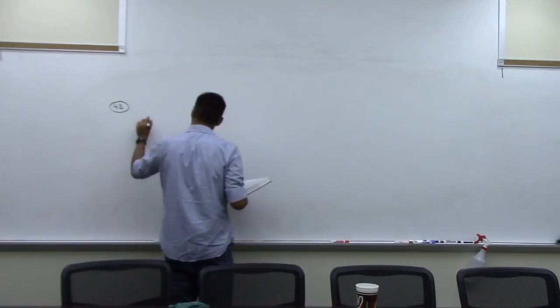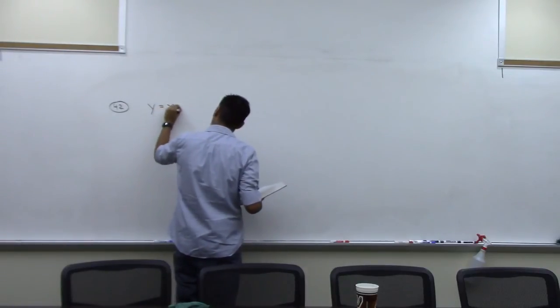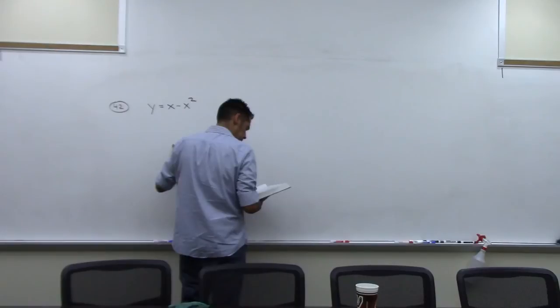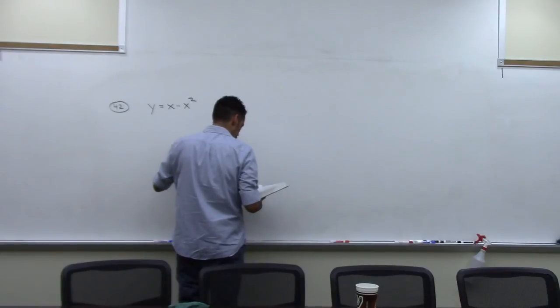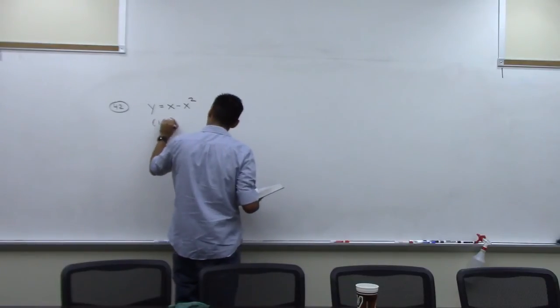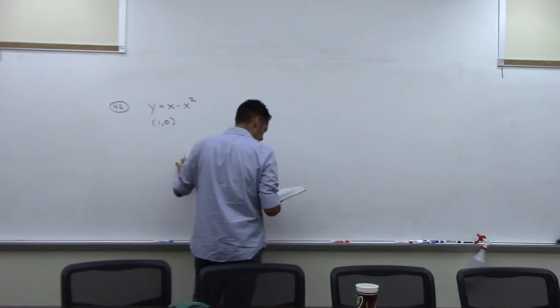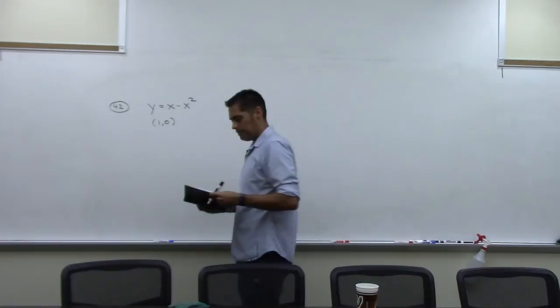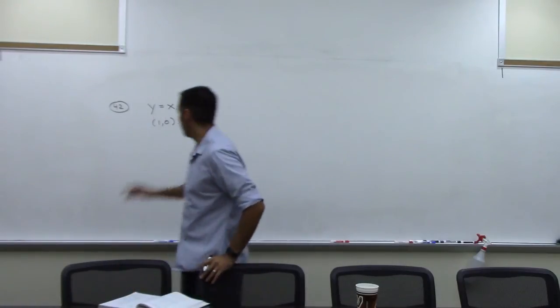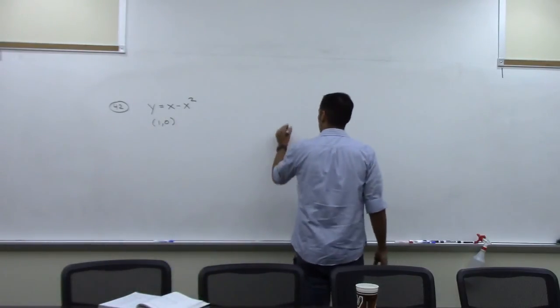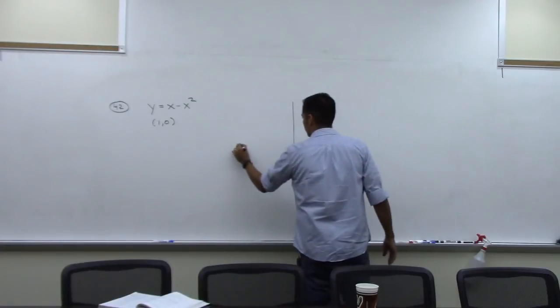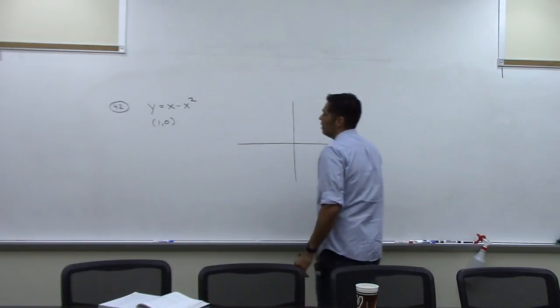Where does the normal line to the parabola y equals x minus x squared at the point (1, 0) intersect the parabola a second time? All right, so we have a parabola, and I'm going to try and graph this just to give us an idea what's going on here.